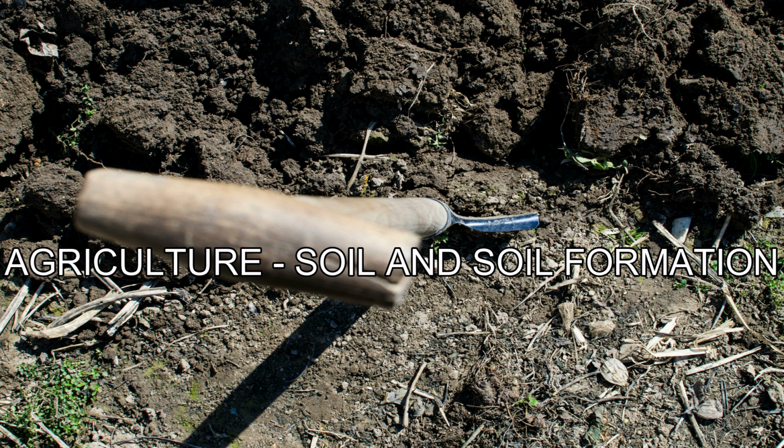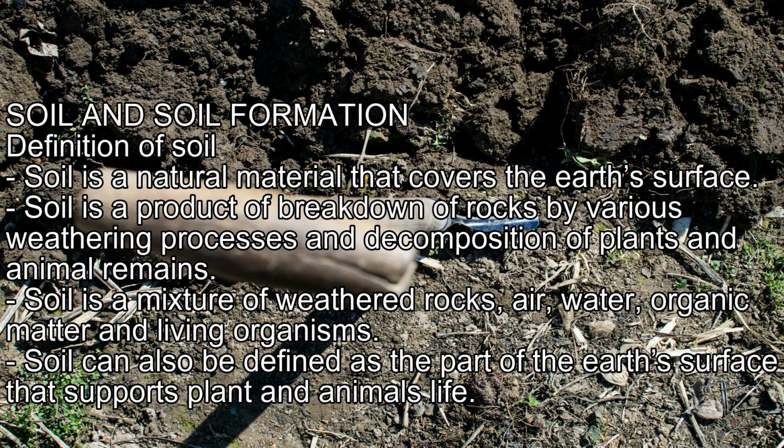Agriculture, soil and soil formation. Definition of soil. Soil is a natural material that covers the Earth's surface. Soil is a product of breakdown of rocks by various weathering processes and decomposition of plants and animal remains. Soil is a mixture of weathered rocks, air, water, organic matter, and living organisms.